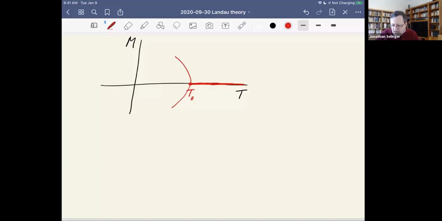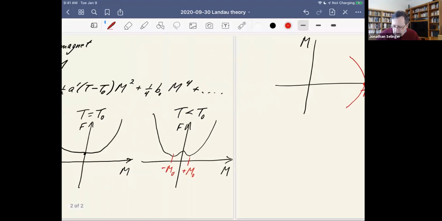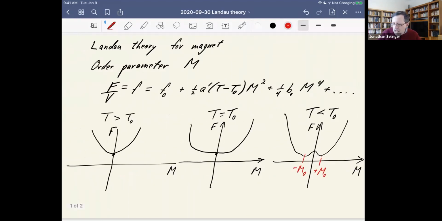Now, at the end of the class, I already talked about why we would think that these coefficients are positive. This one is normally positive because there's more entropy at higher temperatures. This one could be positive or negative. If we're going to stop the series expansion here, it better be positive, all right? But under some circumstances, it could be negative, and then we would have to include the sixth order term.